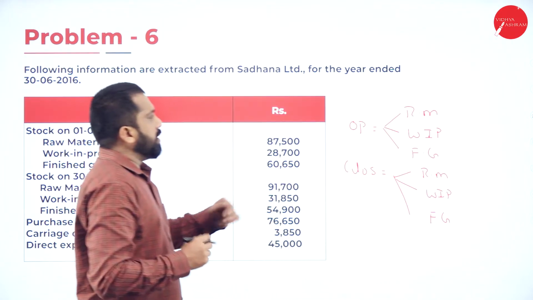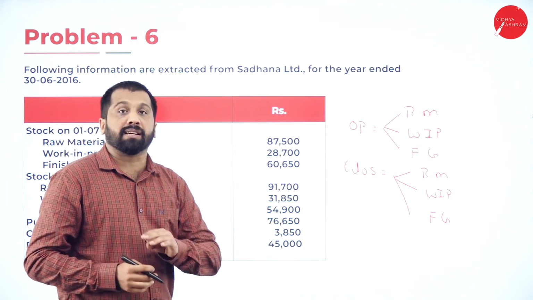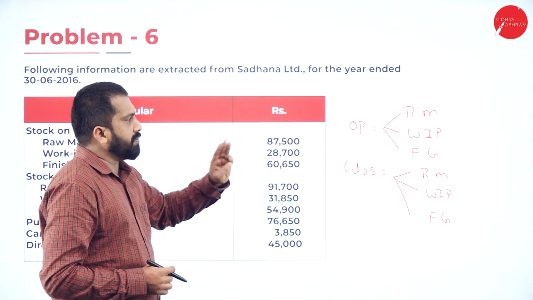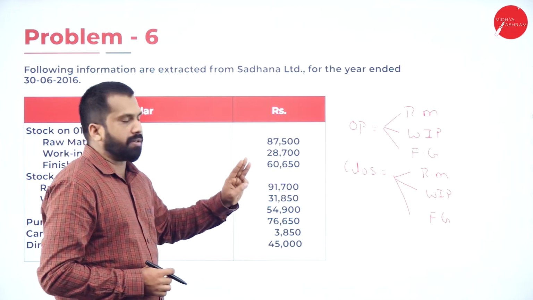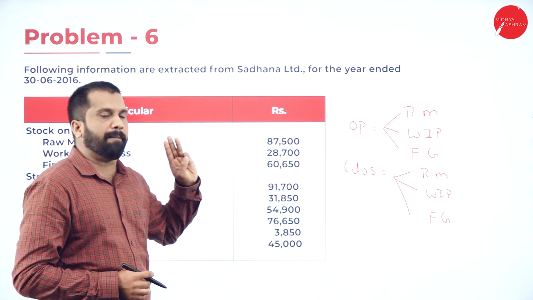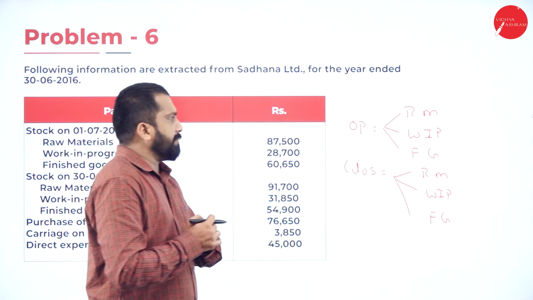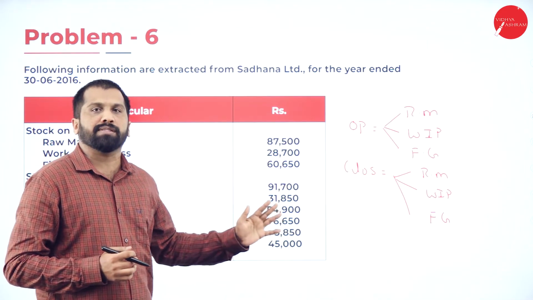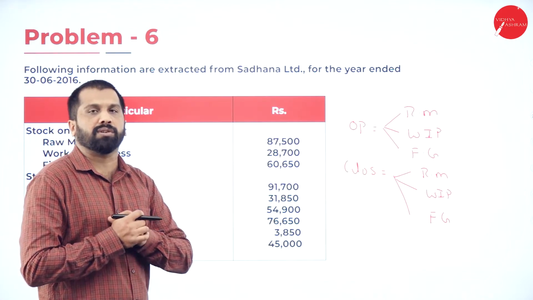In the opening stock also we have three. In the closing stock also we have three: raw material, work in progress, as well as finished goods. Now, you may get confused. Where should I take raw material? Where should I take work in progress? Where should I take your finished goods?